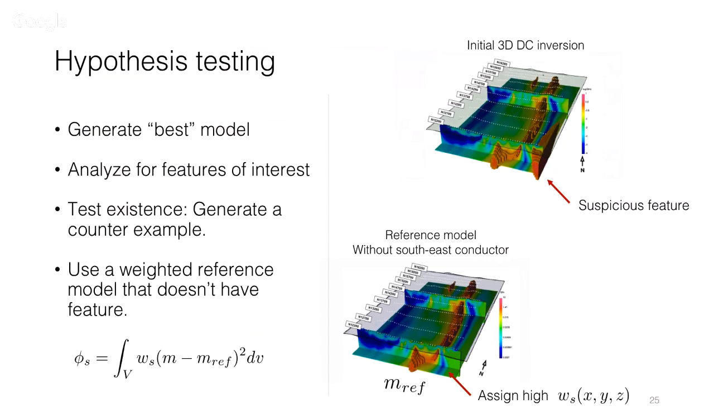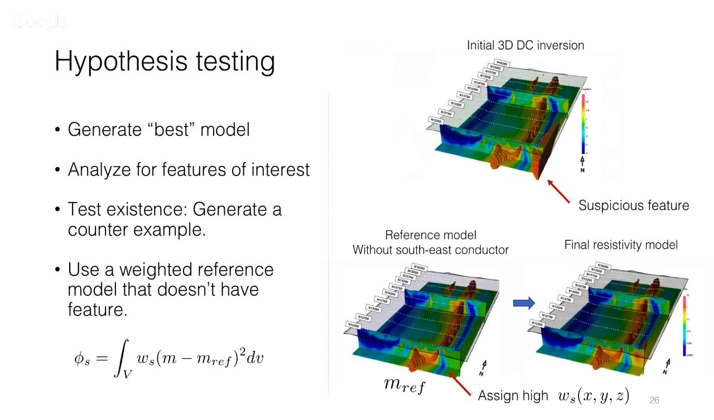Assign a high weighting, WS, to this part to try to force it close to this reference and then see what happens. So we did that in this case, and the result was something that looked like this. Basically, this high conductivity feature more or less went away. So it's not surprising really that it did, because it's kind of on the outside of the data array, but it basically really diminished. So you just wouldn't have a lot of confidence that that's there.